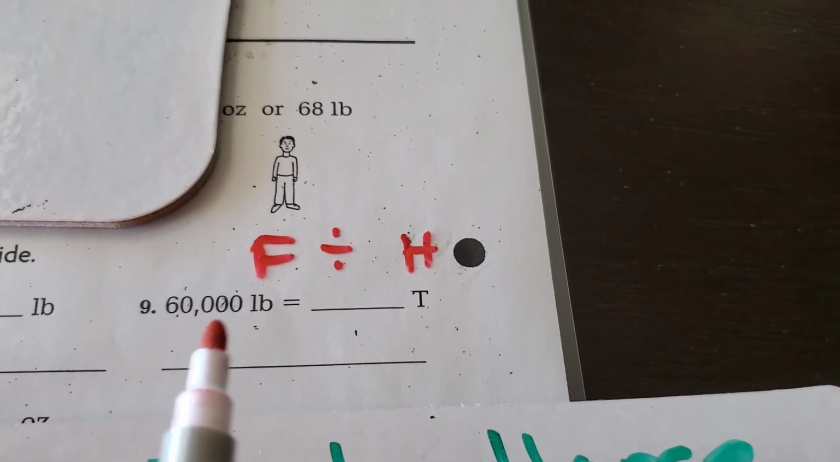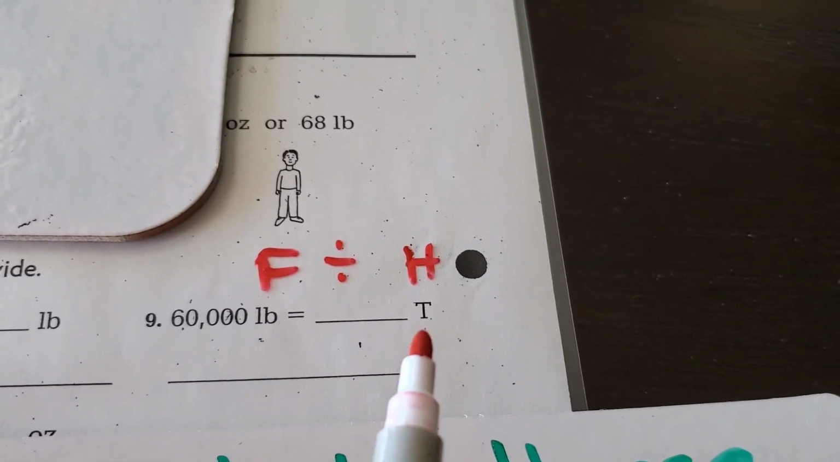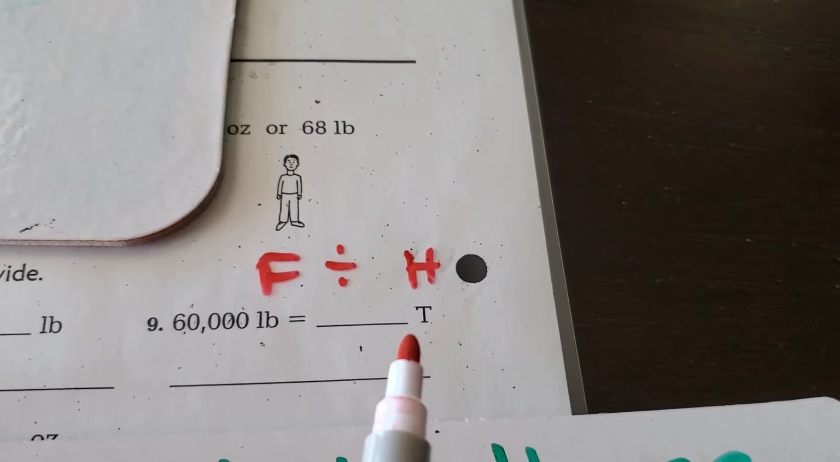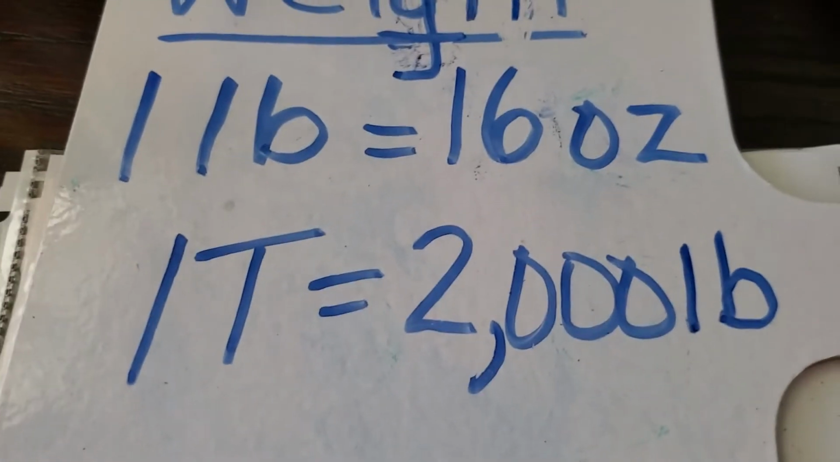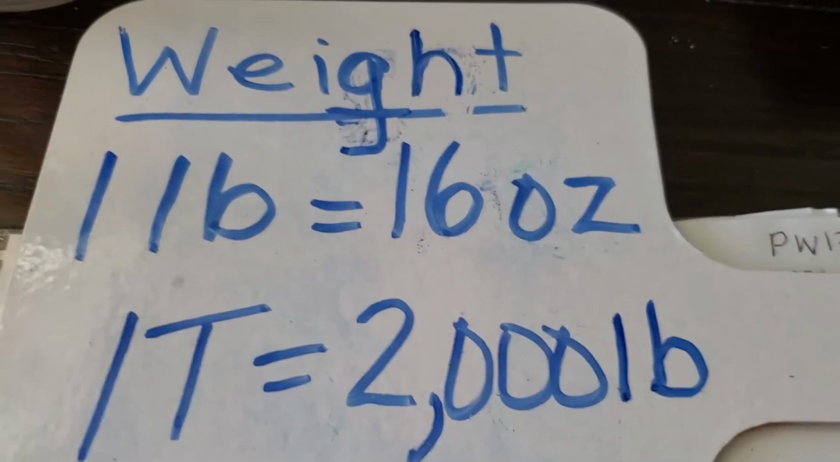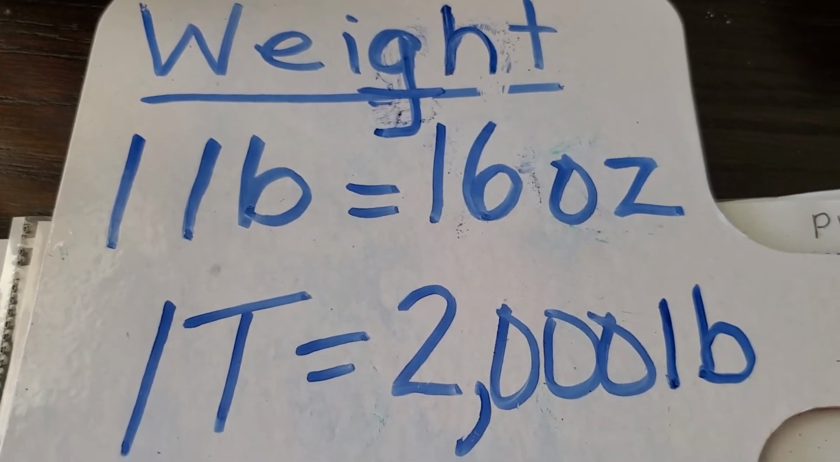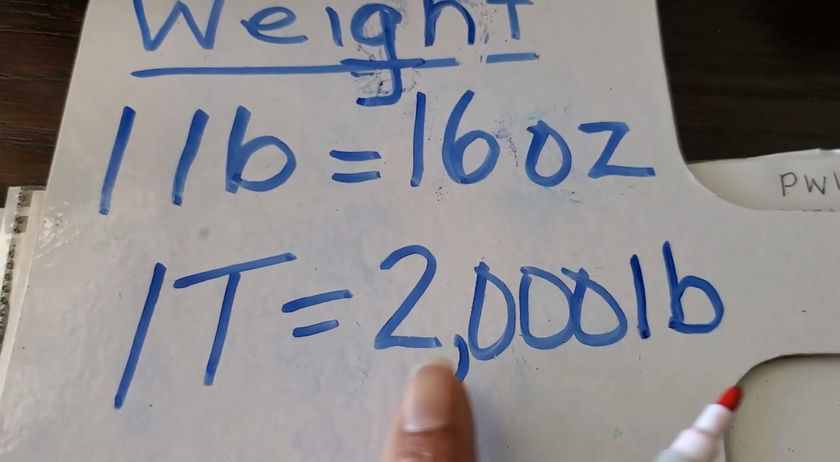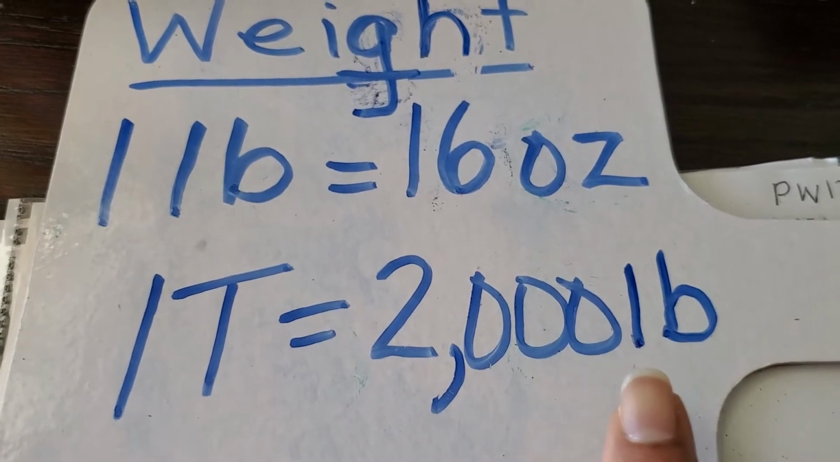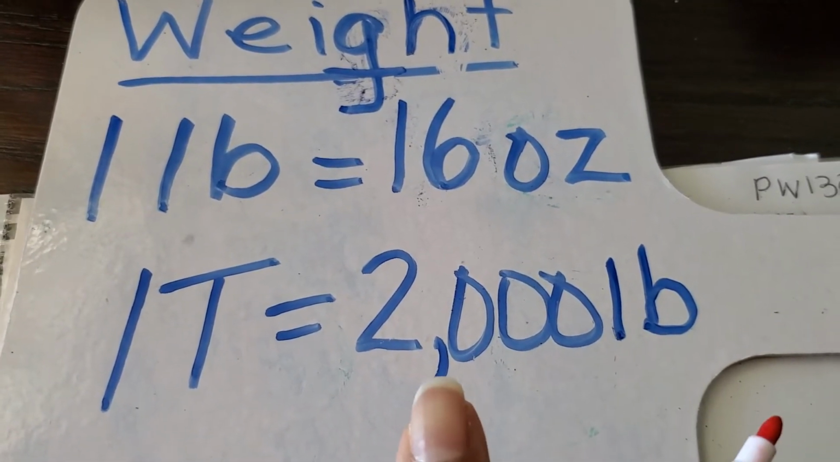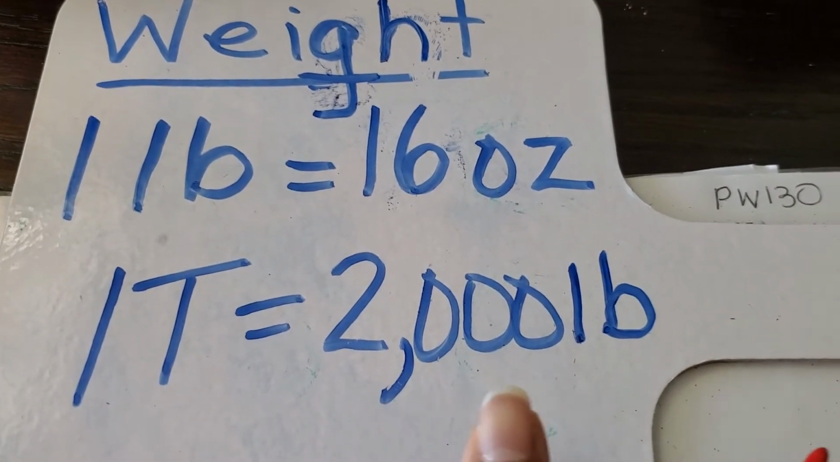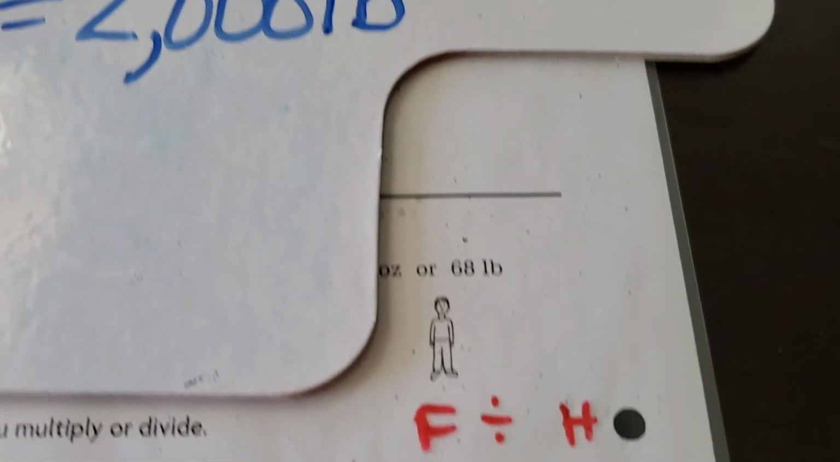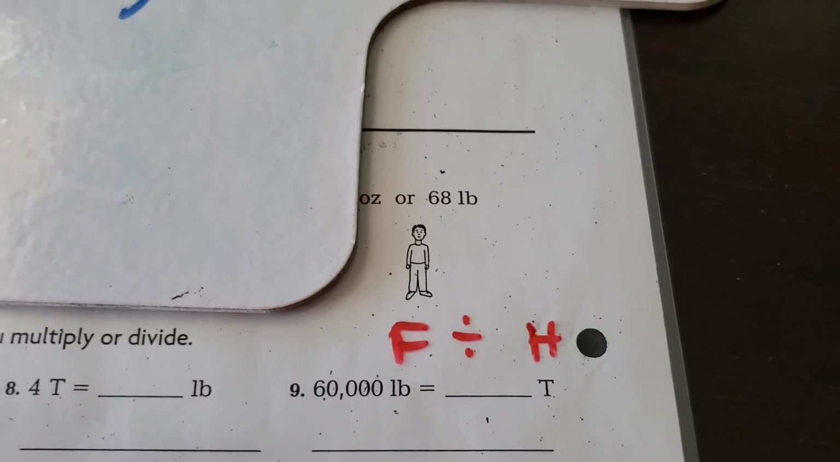So let's look at this. We have 60,000 pounds equals how many tons? So that means we're going from pounds to tons. So we need to look at the conversion chart. Maybe you already remember it by now. For weight, it says 1 pound equals 16 ounces, but 1 ton is equal to what? 2,000 pounds, okay? We always use the larger number, right, guys? Not the 1, but the larger number, 2,000 pounds. So we're going to have to divide by 2,000, okay?